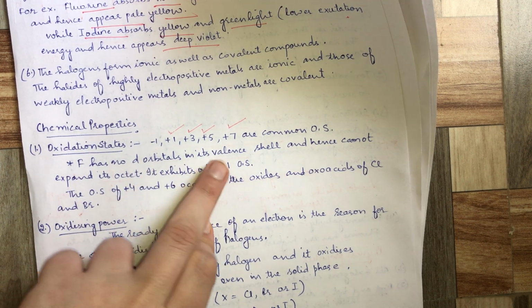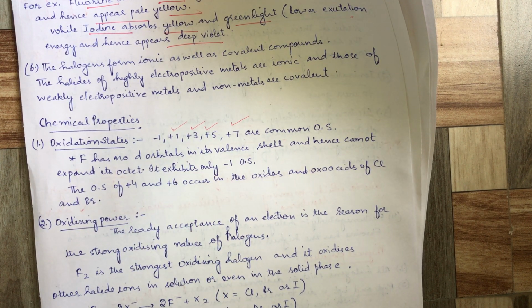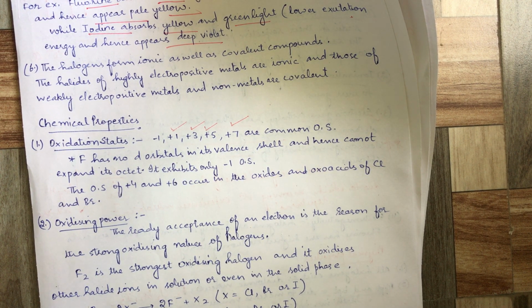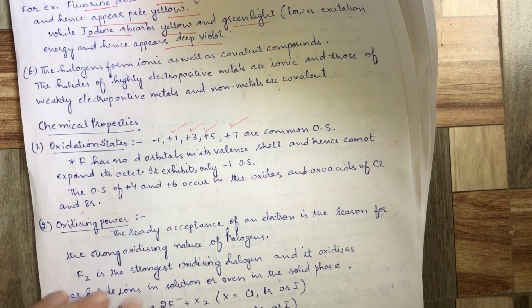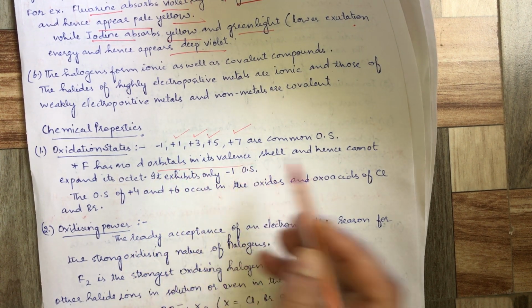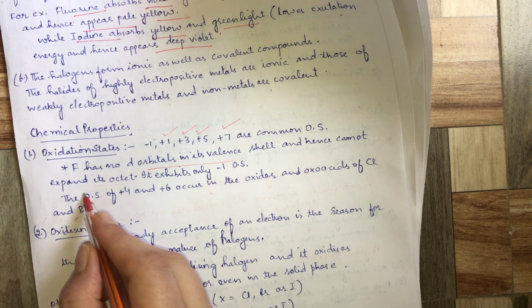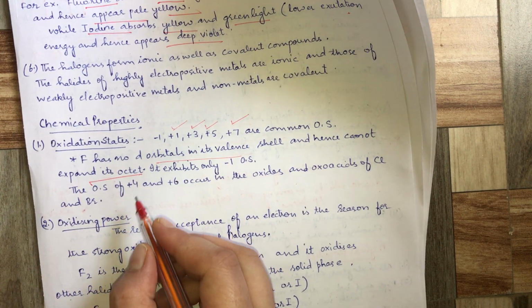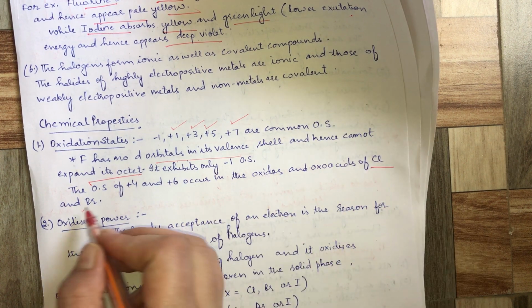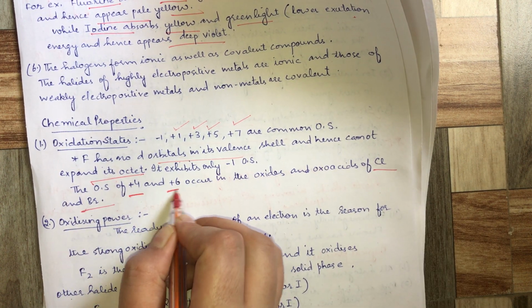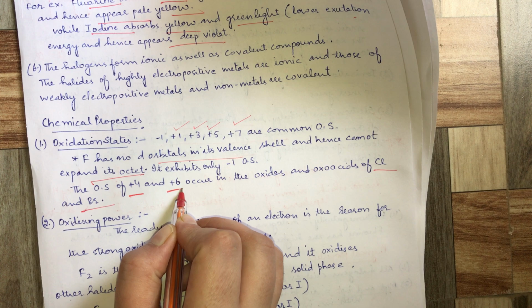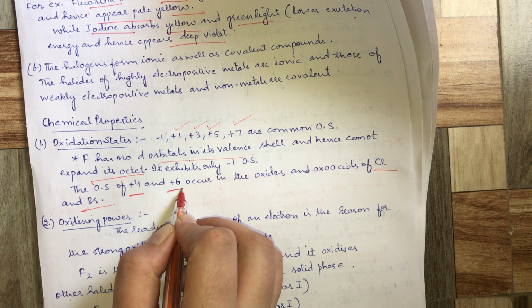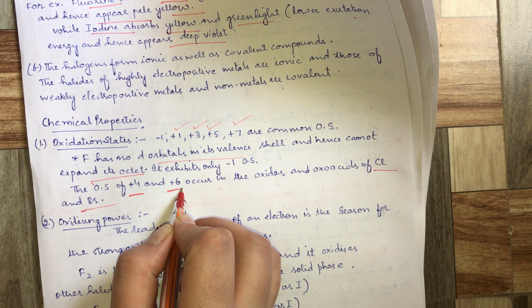Fluorine cannot show a positive oxidation state because it is the most electronegative; it exhibits only minus. Also, fluorine has no d orbitals in its valence shell and hence cannot expand its octet. Now, if we talk about chlorine and bromine, +4 and +6 oxidation states occur in the oxides or the oxoacids, which we will discuss in the coming topics, right?